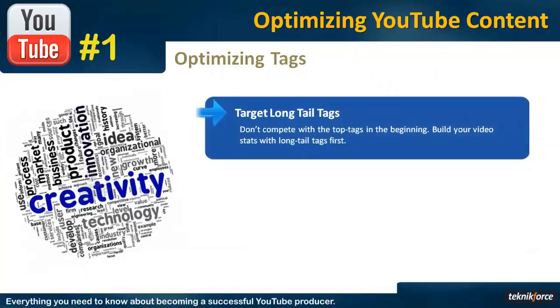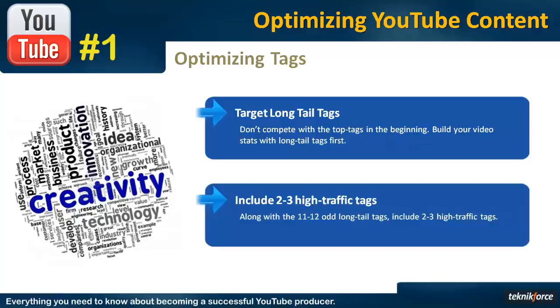When you target tags, I want you to keep in mind that you shouldn't be targeting the very popular, very high traffic tags right in the beginning, because your video is quite new, it's quite raw, there are no stats for it, there is no ranking for it. That's why it's a very difficult task for this video to rank for the highly competitive, high traffic tags.